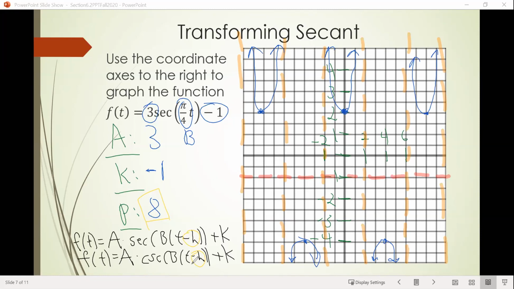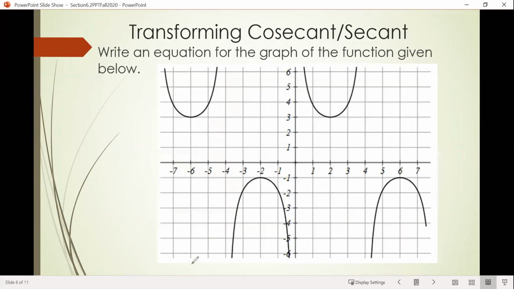Okay, let's do the opposite now. So here now is a graph of a function, and we're going to try to write the equation for it. And the first thing we want to do is figure out, is this cosecant or secant? Which we can tell has to be one of them because of the loops we see. And in this case, we know that this one will be cosecant, because recall, here we see that the first loop is starting off the vertical axis.